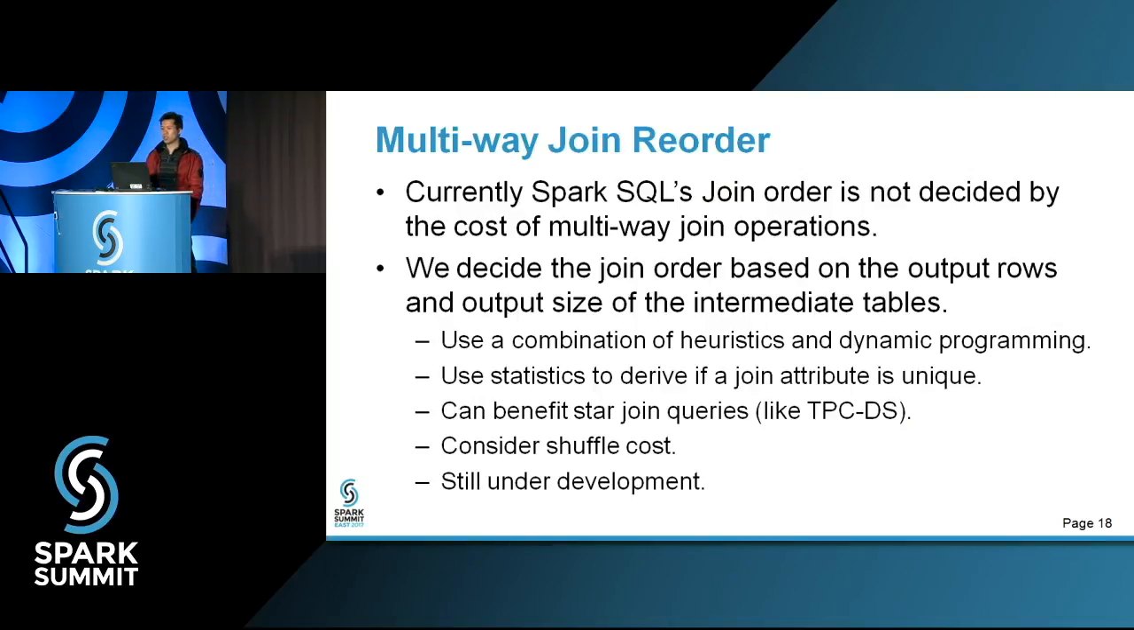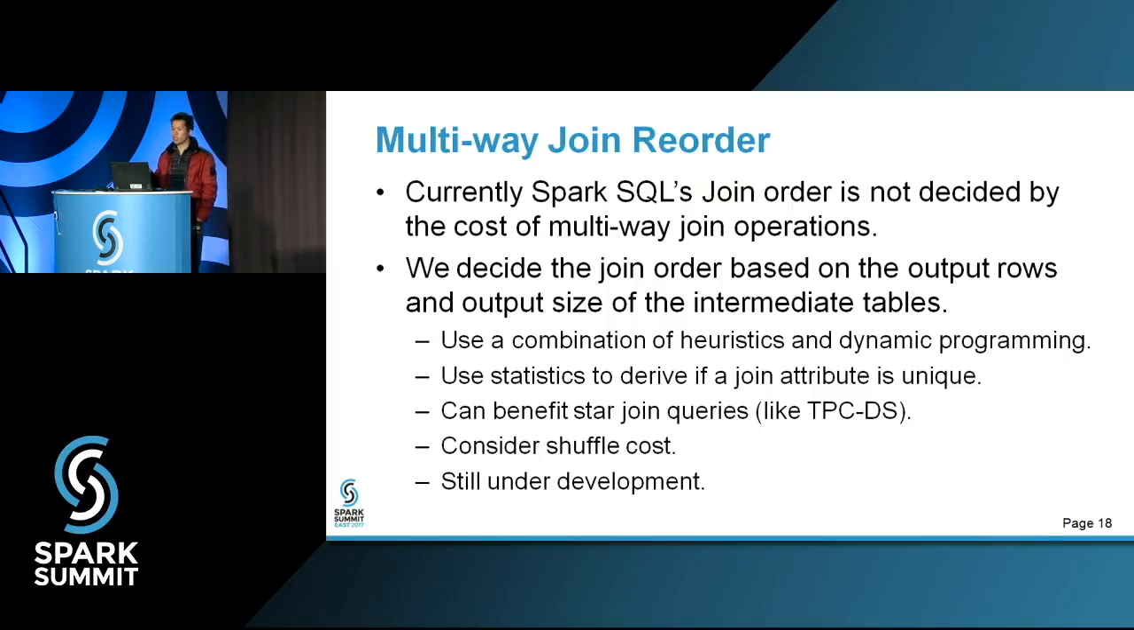And we also use statistics to derive if a join attribute is unique. Because now we have collected the distinct count for a column and the table size and the row count of its table. Then we can infer that a column is a primary key when its distinct count equals row count. And this information is very useful and can benefit star join queries because in many real-world scenarios, joins are often performed between primary keys and foreign keys.